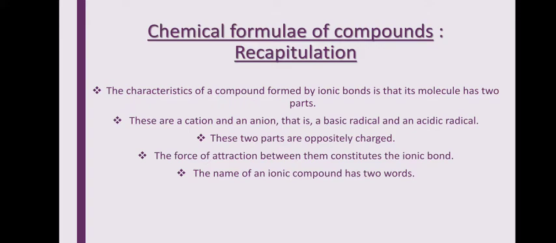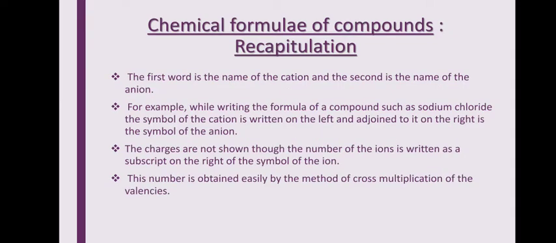And the name of an ionic compound has two words. Now let's see how they are given their names. The first word is the name of the cation and the second word is the name of the anion. For example, while writing the formula of a compound such as sodium chloride, the symbol of the cation is written on the left and adjoined to it on the right is the symbol of the anion. So it will always be written as NaCl, and the first word is always a cation.